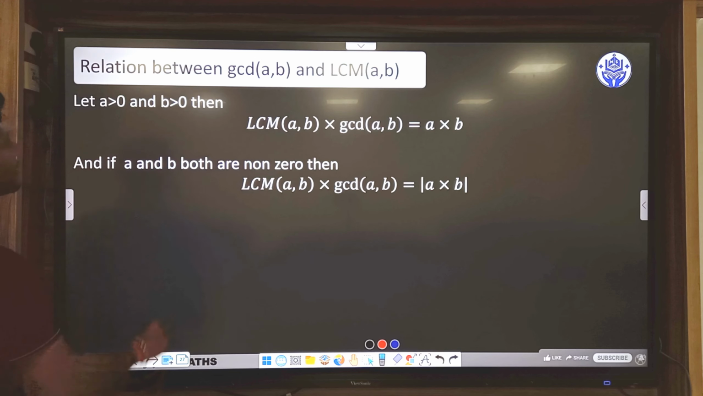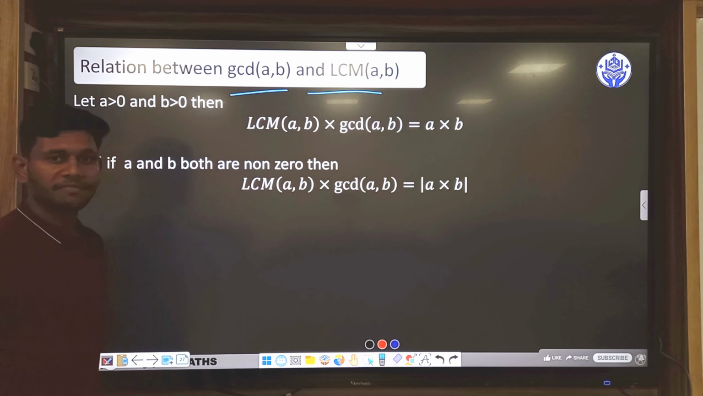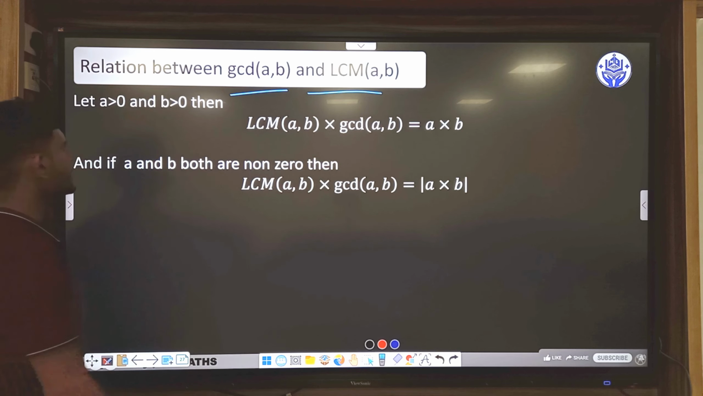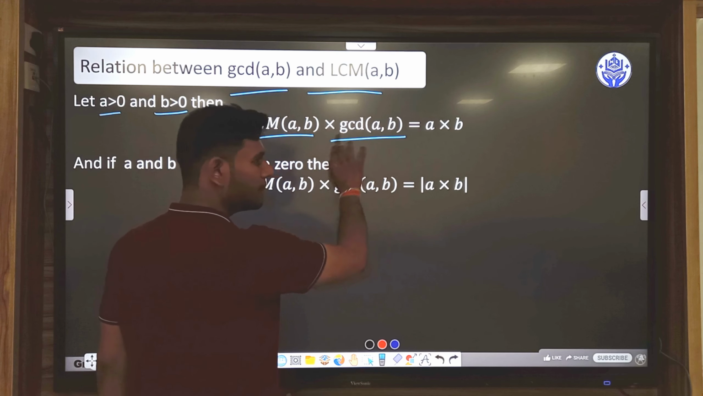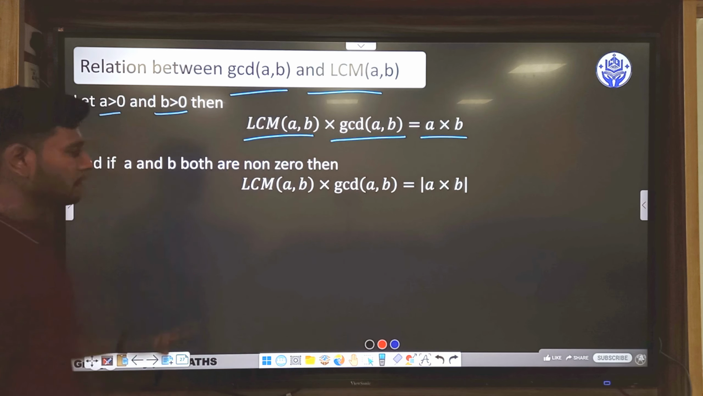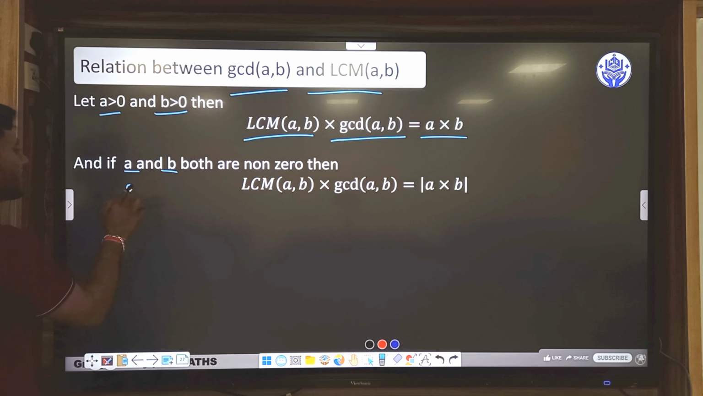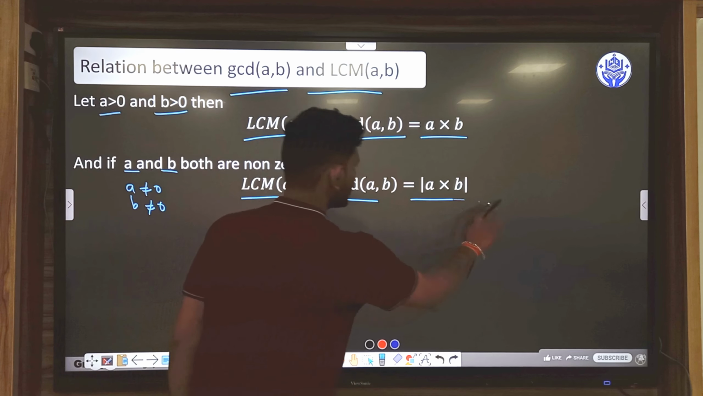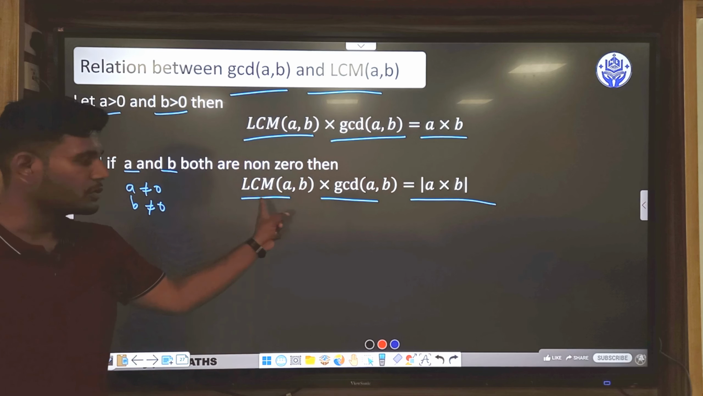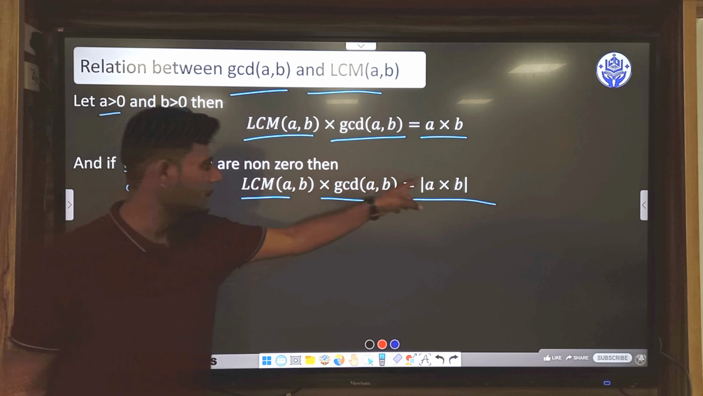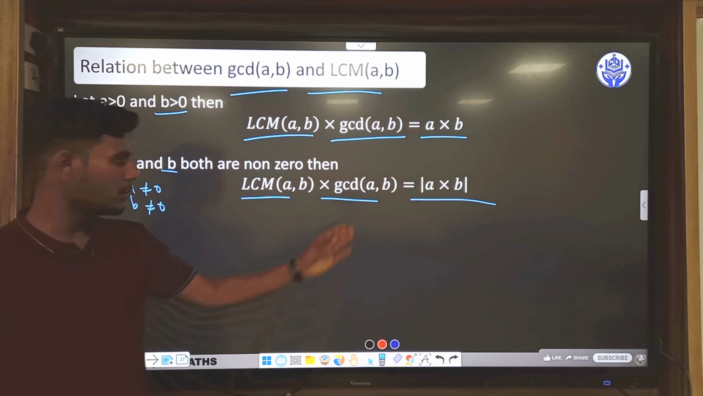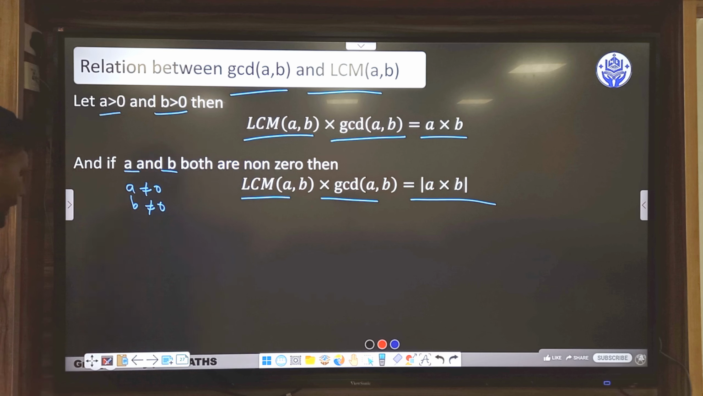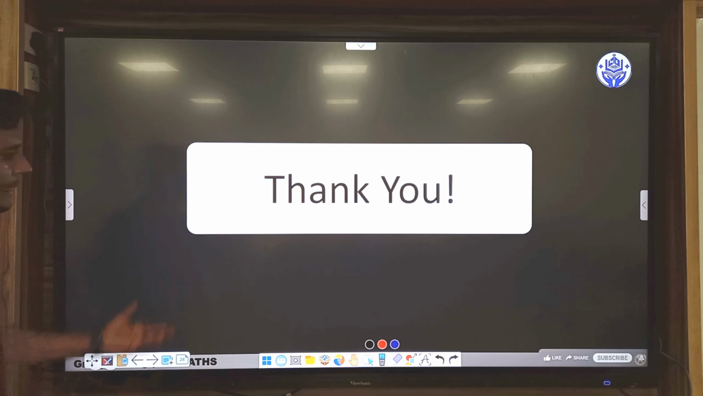Now, what is the relation between the GCD and LCM of A and B? If A and B are both positive integers, then the product of LCM and GCD is equal to the product of A and B. If they are non-zero, then again LCM times GCD is equal to the modulus of the product of A and B, because LCM and GCD are both positive quantities and cannot be negative. This is all about the topic.